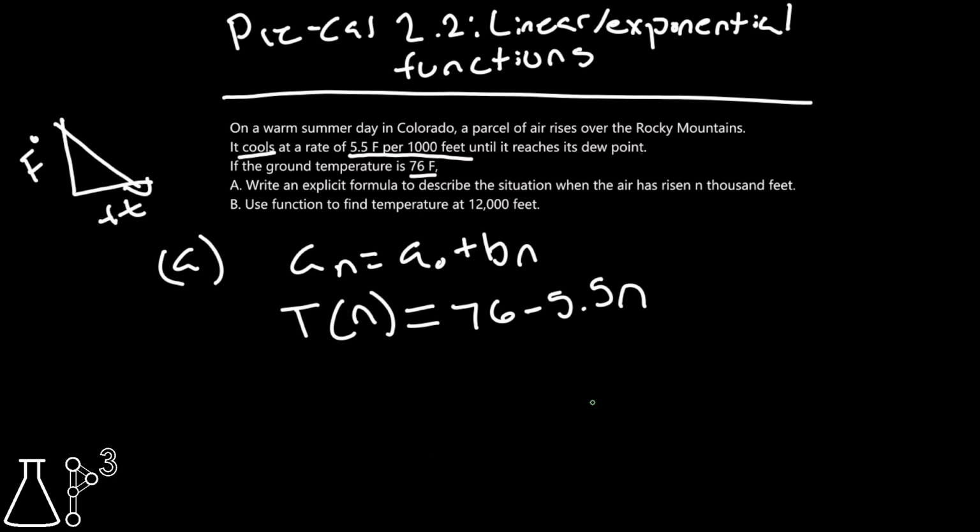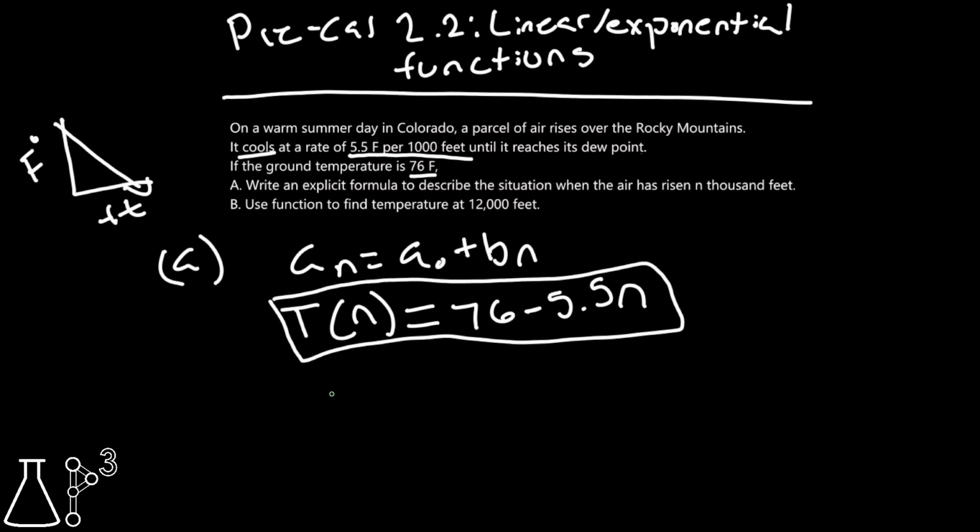So there you go. There's the answer to part A. That's the function that it's asking for, right? So let me just box that in real quick, because that is the answer to part A. Now, part B, right? It says use the function to find the temperature at 12,000 feet. This is really simple. Because the function is in terms of n, in thousands of feet, you're not going to plug in 12,000 feet. You're going to plug in n, right?